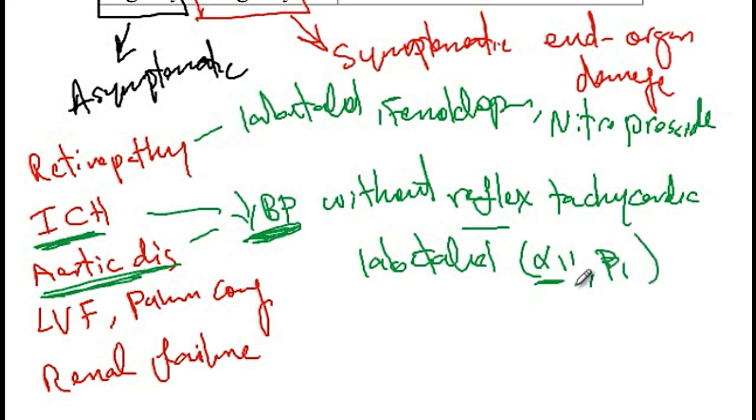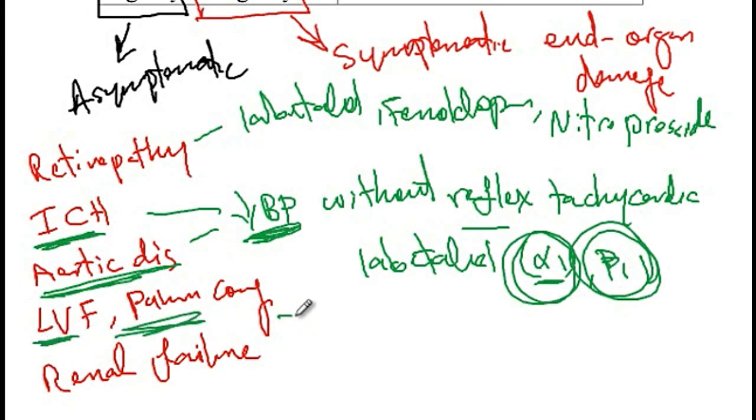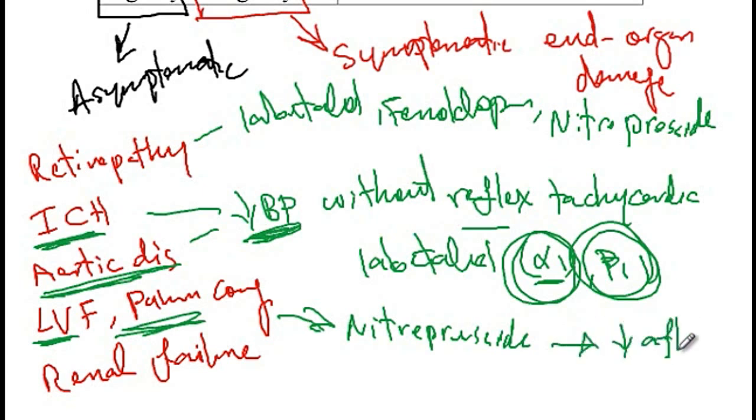So therefore, it decreases the blood pressure via the alpha-1 while it prevents the reflex tachycardia by blocking the beta-1 receptor. For patients that have left ventricular failure or pulmonary congestion, you can provide them with nitroprusside to cause vasodilation and thus decrease the afterload and the work of the heart.